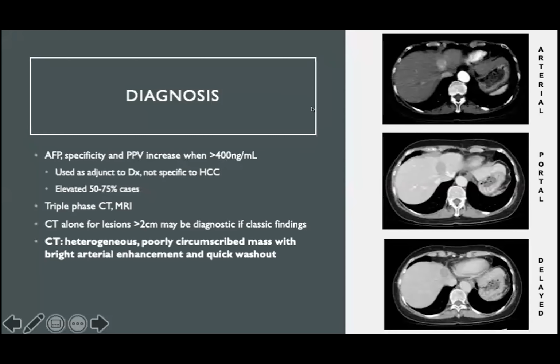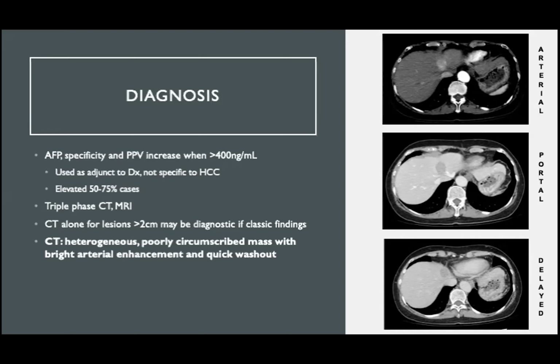Diagnosis. So here's what it looks like on imaging. But first, the AFP: if an elevated AFP is associated with it, specificity and positive predictive value increase when it's over 400. It's used as an adjunct to diagnosis. It's not specific to HCC, but it is elevated in 50 to 75% of cases.